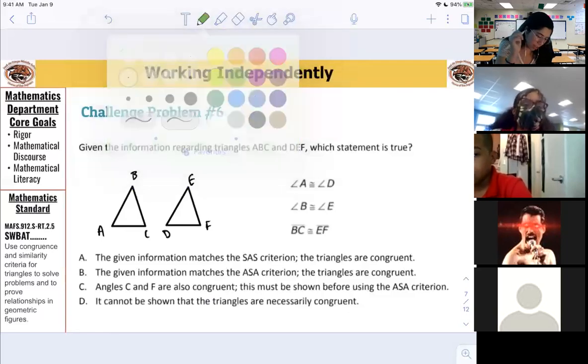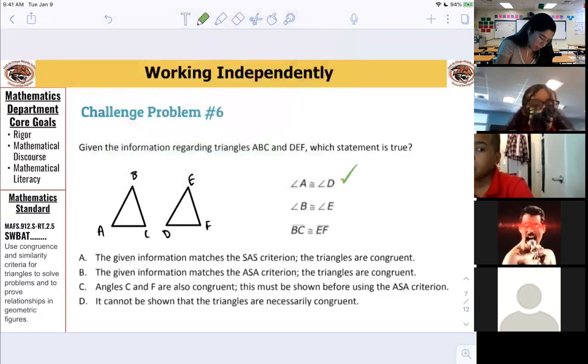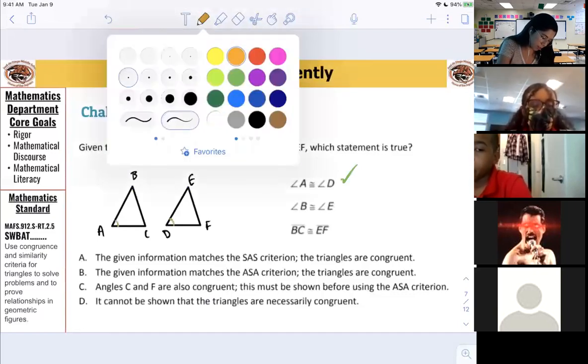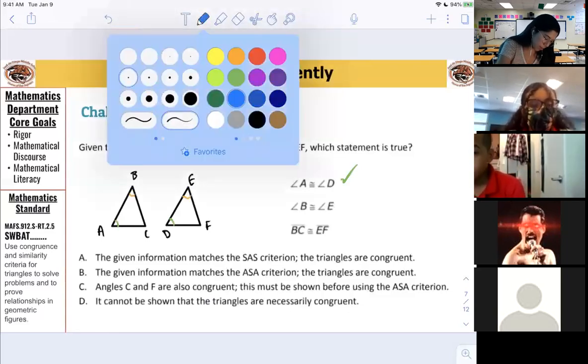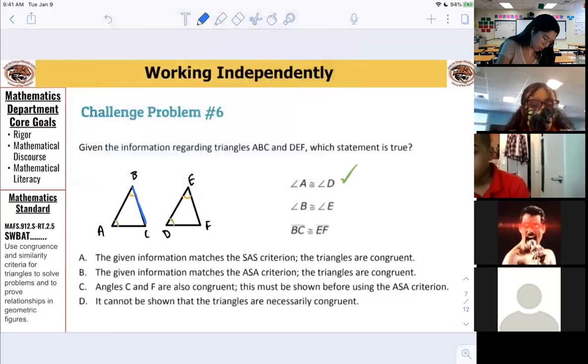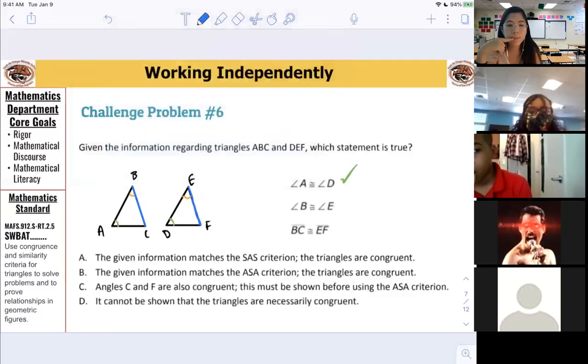Okay, and then they tell us angle A is congruent to D, angle B is congruent to E, and BC is congruent to EF. So which of these theorems does this show? I won't put a poll up. Can anyone just share their answer? B. The given information matches the ASA criterion.